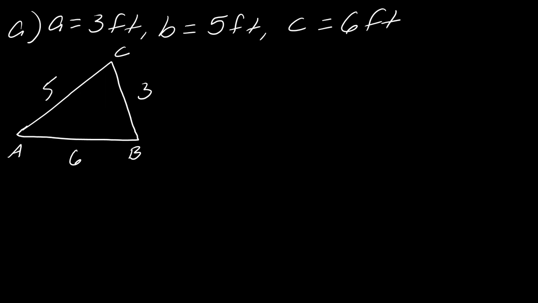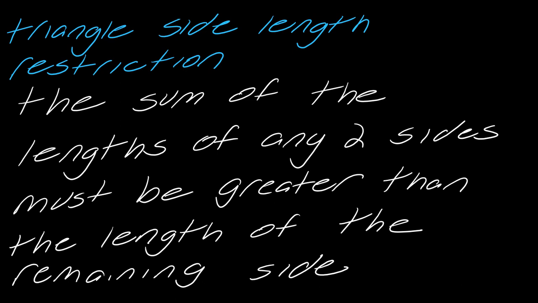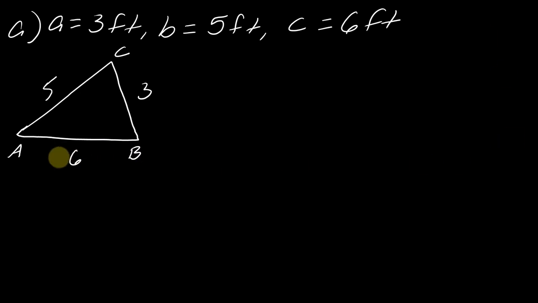So for my first triangle, I have sides a equals 3, b equals 5, and c equals 6. Okay, so the key with side-side-side triangles is that you're going to want to think about this triangle side length restriction. Really what this means is that whatever the longest side is, that's where you want to start with your law of cosines. So you'll notice here, with angle C, side C is 6 feet. This is the longest side.